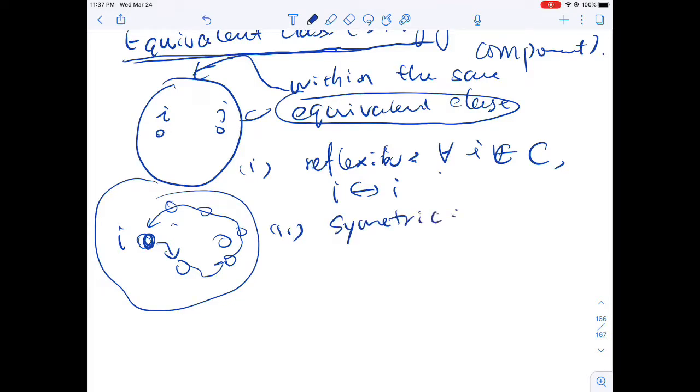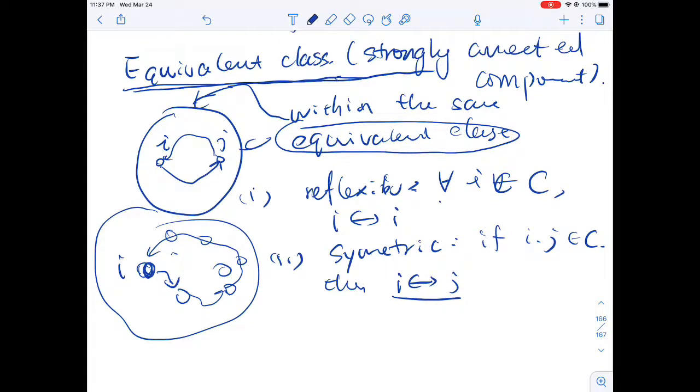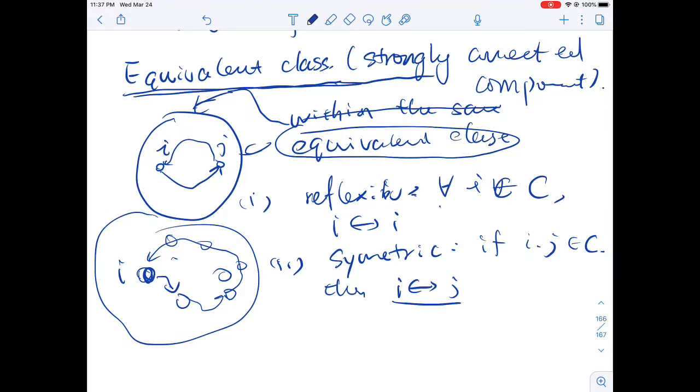And the second one would be symmetric. Symmetric basically means that if i and j are in this equivalent class, then i and j communicate. That means there's a path connecting i to j, and there's also a path connecting j to i. I think I was not clear here: this is the definition of the equivalent class, so it's really just a subset of nodes. It's not a definition on a pair of states, it's a definition on a subset of states.